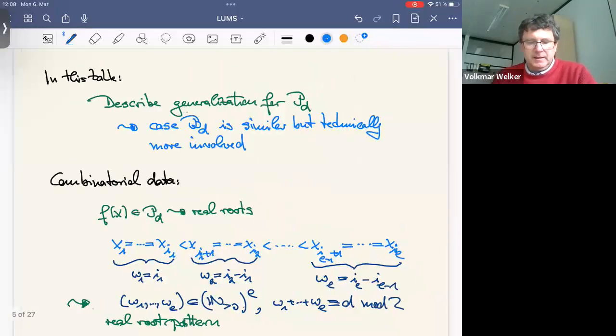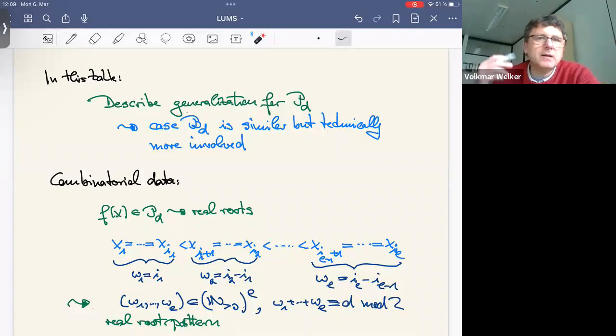Okay, so now we will describe a generalization of those results for the case of monic polynomials of degree d. And as I said, the case of binary forms can be treated similarly, but it's technically more involved, and therefore I don't want to present the results here in this talk. So we reduce essentially everything to combinatorial data. I mean, we also need to specify what type of generalizations we want to study, and they will be manifested in certain combinatorial data.